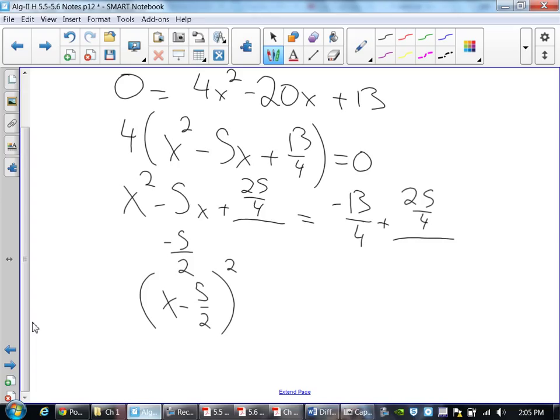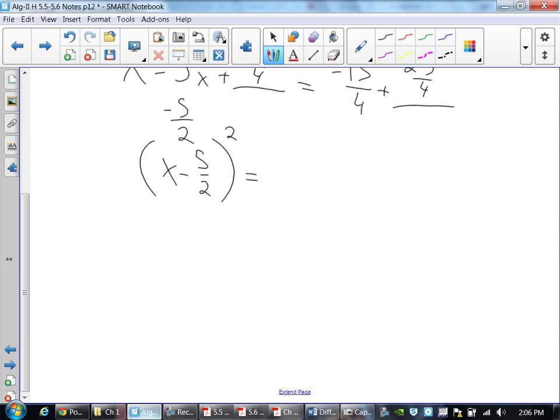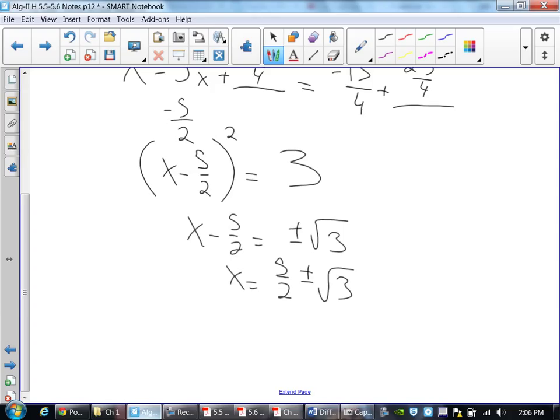And now you wind up with a very user-friendly fraction on the right-hand side. You've got negative 13 plus 25, 12. And what's 12 divided by 4? 3. Square root it. And then add the 5 halves. There you go. It's a lot cleaner than it looked, isn't it? Which one was that? 59, I believe.